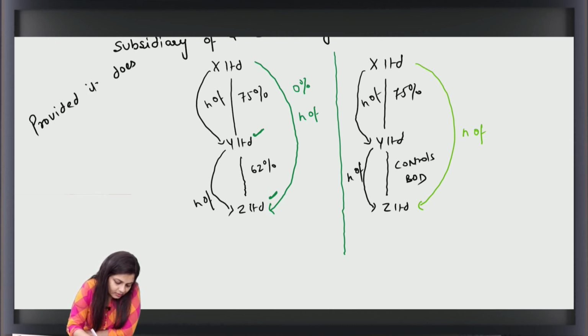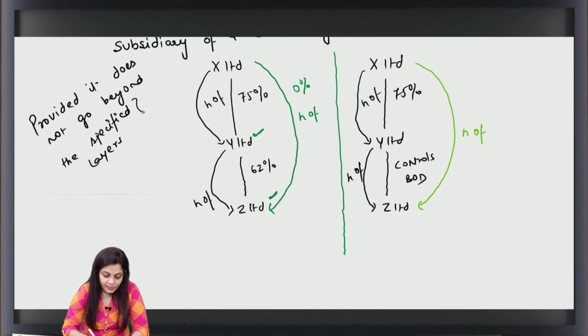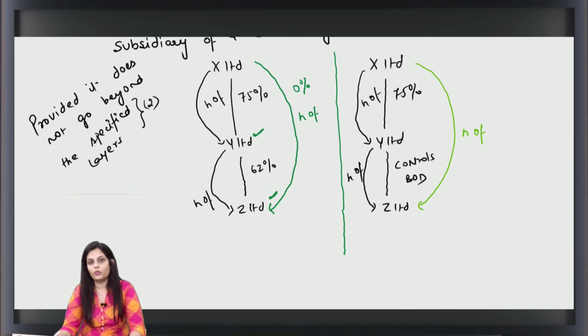it does not go beyond the specified layers. Does not go beyond the specified layers. What this layers means, I will tell you subsidiaries layers. And what is the specified layer? Earlier it was not specified, now they have specified it as 2.